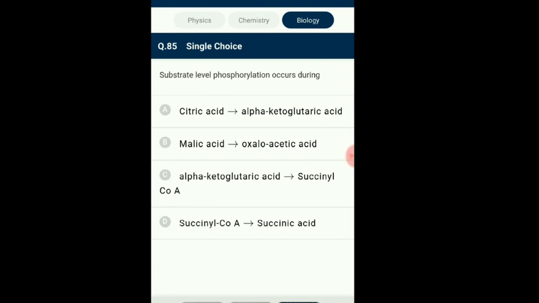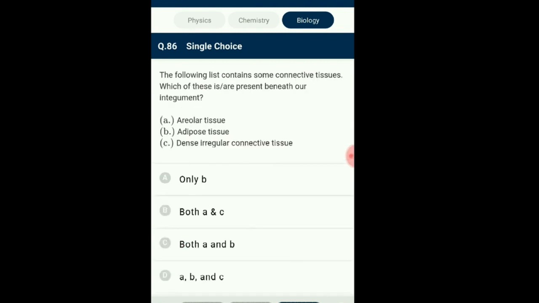So the answer is option D. Succinyl CoA is converted into succinic acid. During that time, substrate level phosphorylation takes place. Question number 86. The following list contains some connective tissues. Which of these are present beneath our integument?